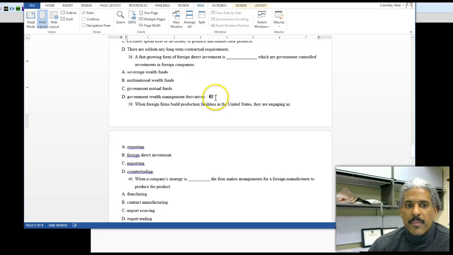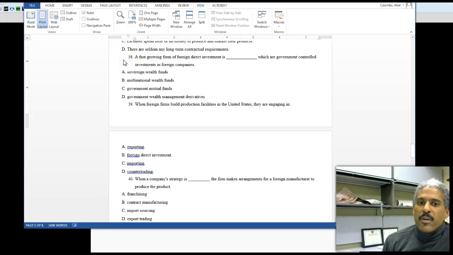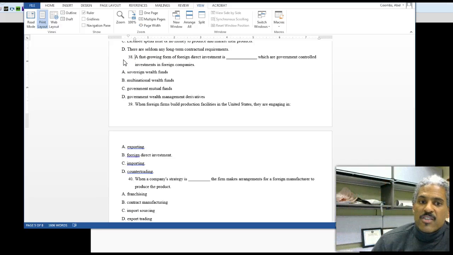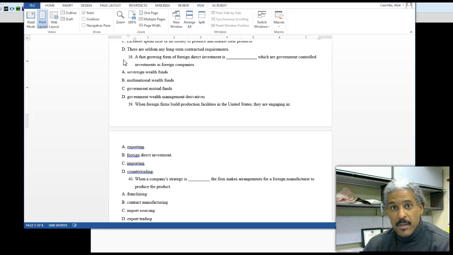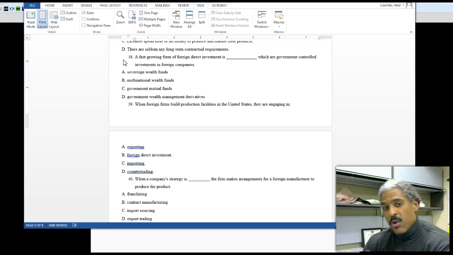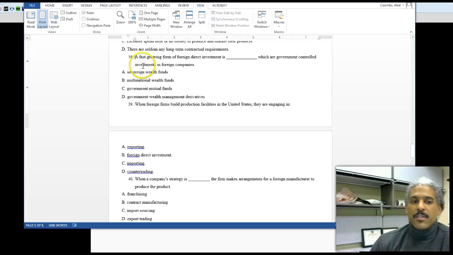Let's continue on. 38, right here, 38. A fast-growing form of foreign direct investment is, and from the previous question, A, sovereign wealth fund, where the country actually invests into the company. So that's actually a form of, for government economic system, socialism, right? Where the government actually owns the business. Let's continue on.